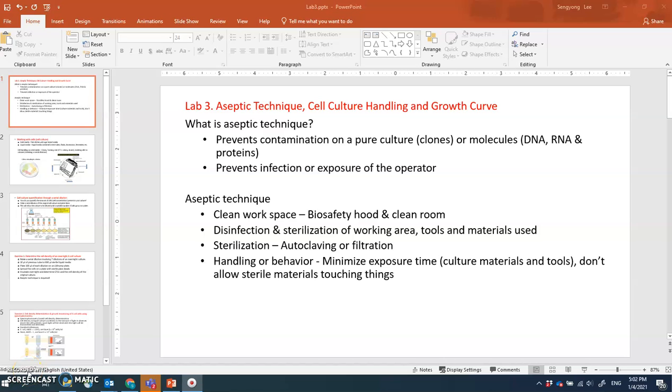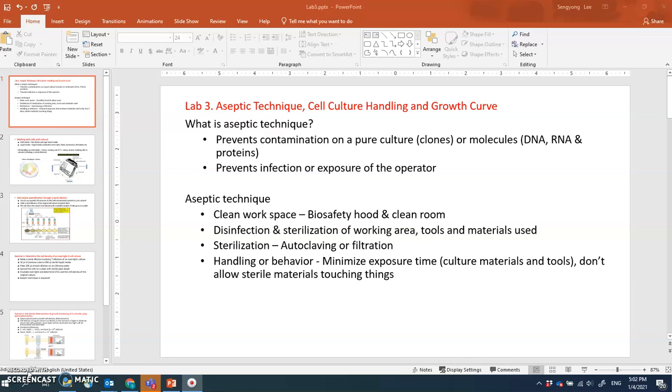Okay, lab 3, we'll talk about aseptic technique, cell culture handling, and growth curve through this lab. So first of all, what is aseptic technique? We talked about it before, but it is a technique that will prevent contamination on your culture or molecules. By implementing this technique, you will prevent contamination of the materials that you're handling.